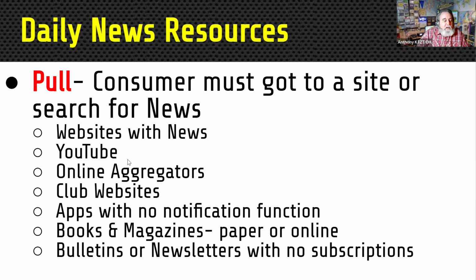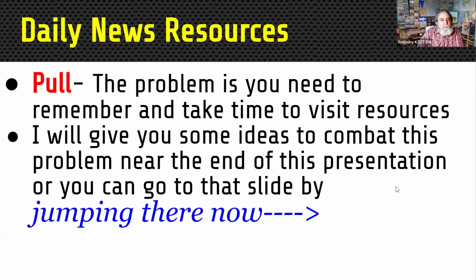YouTube, unless you subscribe, and again, a subscription is the key if you want it pushed to you. Online aggregators, which we'll talk more about later. Club websites, apps with no notification function, books and magazines, whether they're paper or online. Now, if they come in the mail via paper, you do see them come, but they get set aside. Maybe you set them aside, or maybe other people in your household set them aside, and you forget about them. Now, with most people reading QST online, again, you have to remember to do it. Bulletins or newsletters with no subscriptions, you have to remember to do it. The problem with pull is you need to remember and take time to visit the resources. I'll give you some ideas later to combat this problem near the end of this presentation, or you can jump there now. Well, I'm not going to let you jump there now, but when you have the links to this, you can just jump to that.